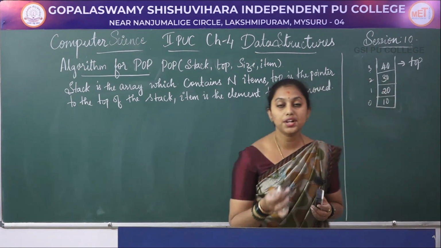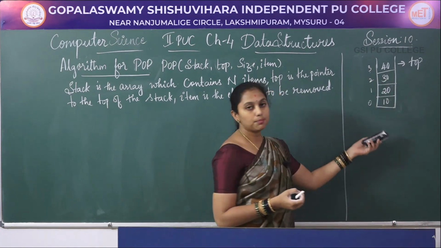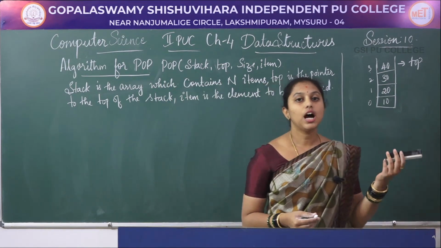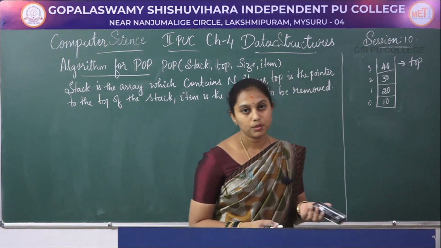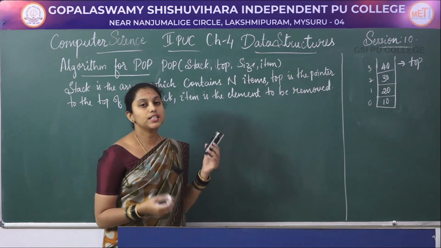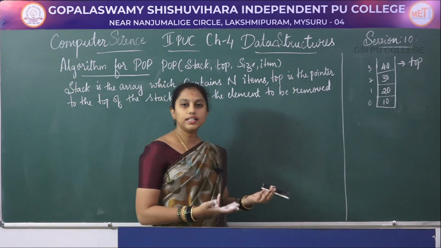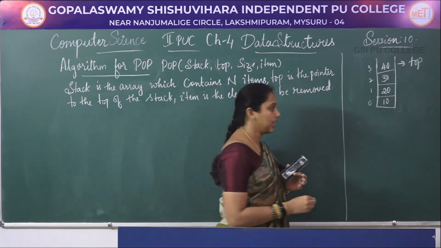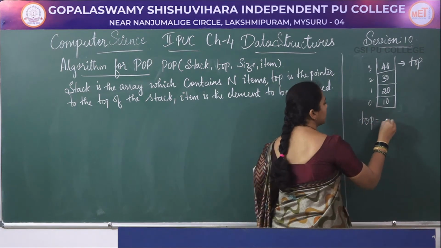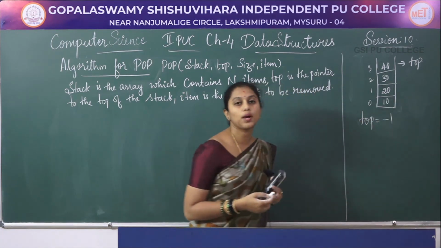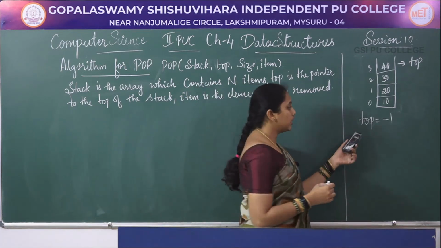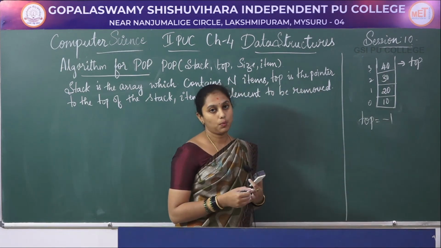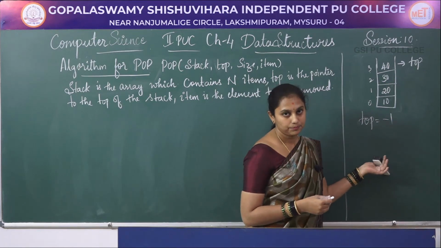So now I want to remove the elements from the stack. So first I have to check whether the stack is in underflow state or not. What is the meaning of underflow state? So if the stack is empty, I cannot remove any item from the stack, right? That state is called as underflow state. So if the stack is in underflow state, we cannot remove an item from the stack. What is the condition? If the top is equal to -1, then we cannot remove any item from the stack.